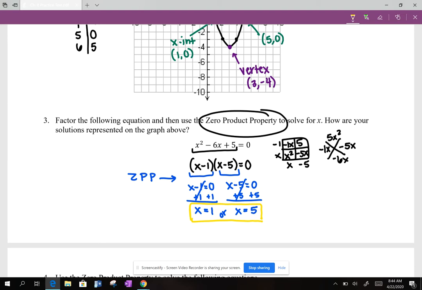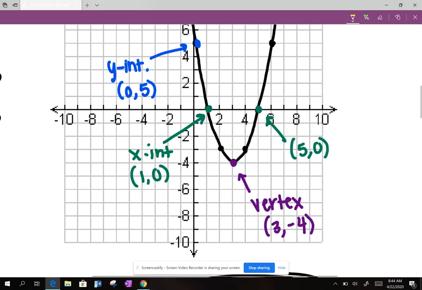Okay. Part of this question was, how are your solutions represented on the graph above? I don't know. Where do I see 1 and 5 on the graph? I see it right here.